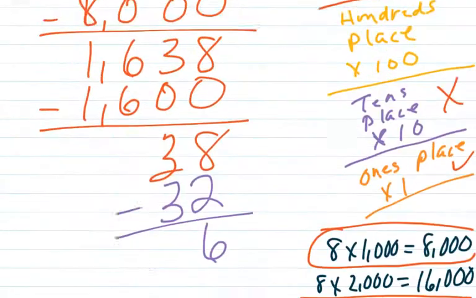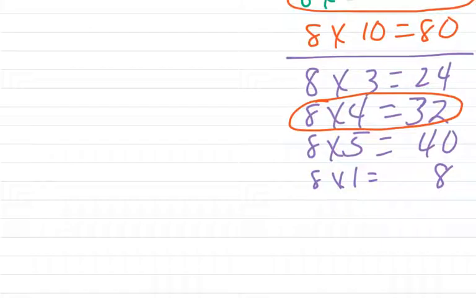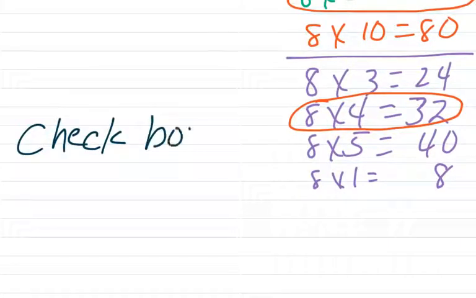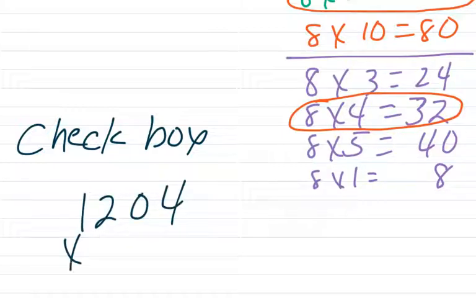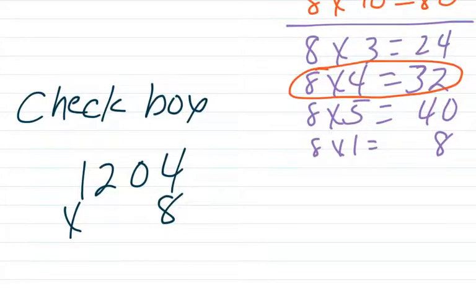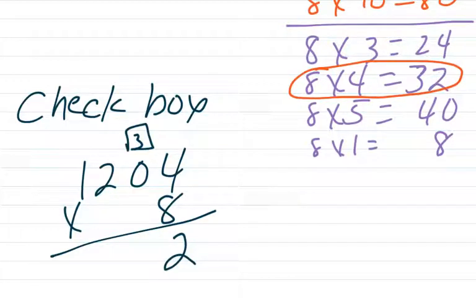Now I have to go through and I have to check my work. So my check box, 1,204 times 8. 8 times 4 is 32. Bring down my 2 ones. Regroup my 3 tens. 8 times 0 is 0 plus 3.